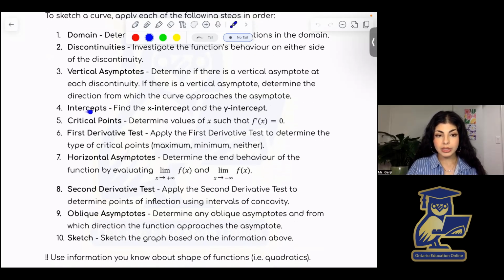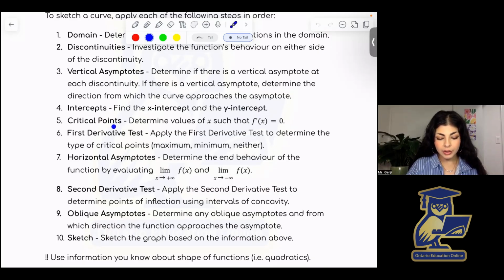Next, we want to find our intercepts. This is a little bit of a new addition that we didn't see in prior lessons, because now we really want to get a more exact sketch of our curve. So we find the x-intercepts and y-intercepts. This one should be plural. And this is going to help us, again, get a more accurate curve.